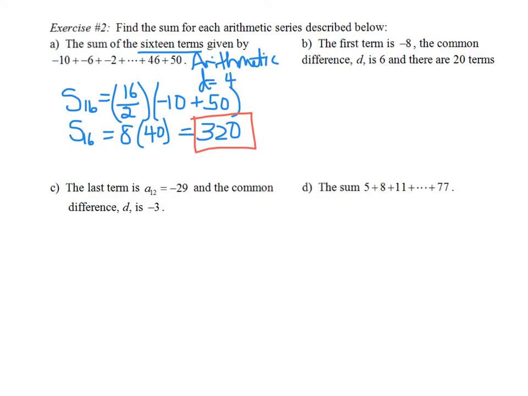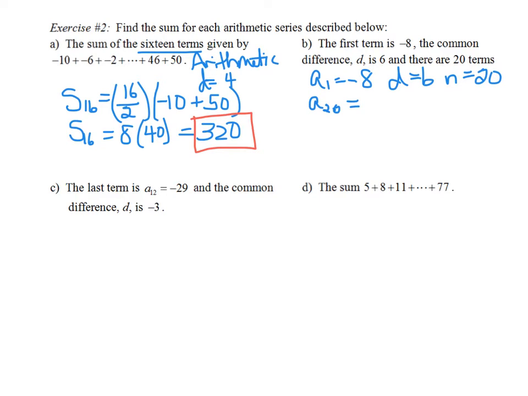Let's look at part B. In this case, I know that my first term is equal to negative 8. I've got that the common difference is equal to 6, and I know that there are 20 terms, so n must be 20. Now clearly in our formula, what we are missing is the last term, or the 20th term this time. So I'm going to find a20.